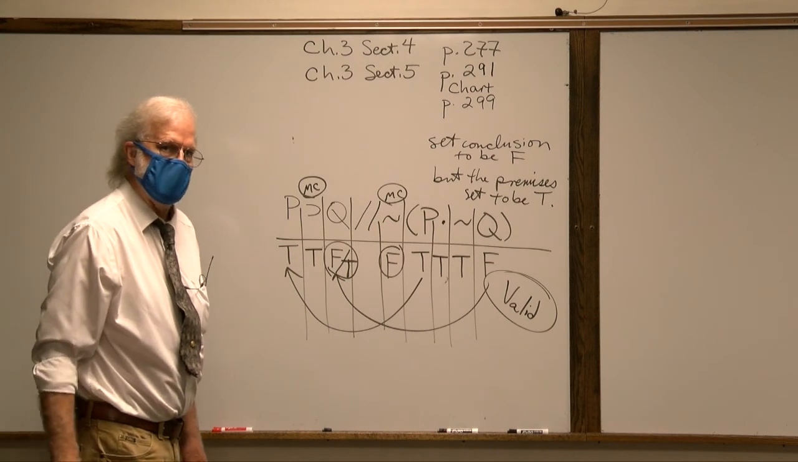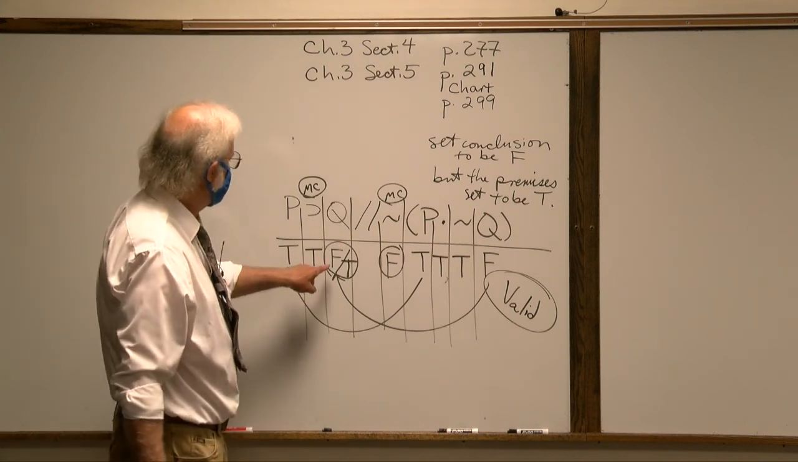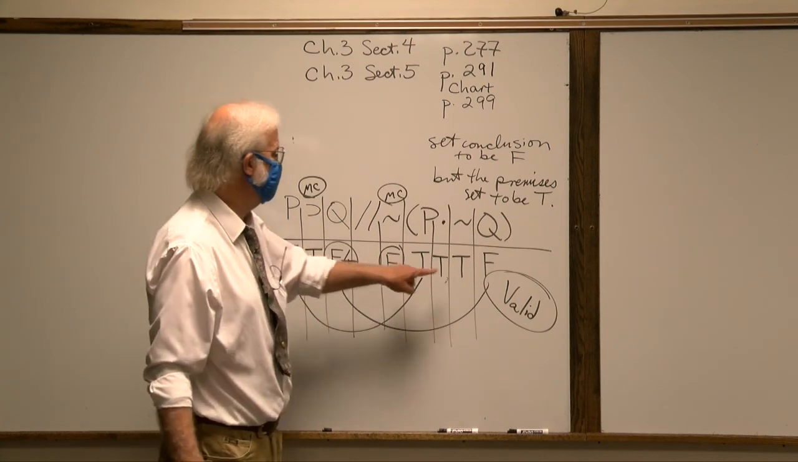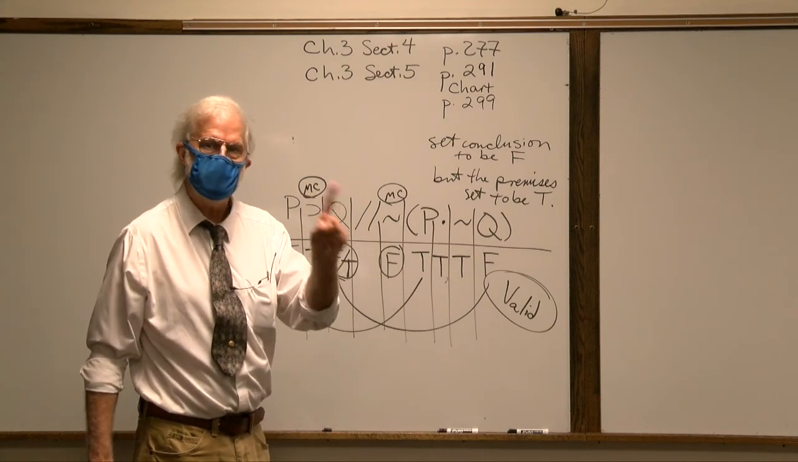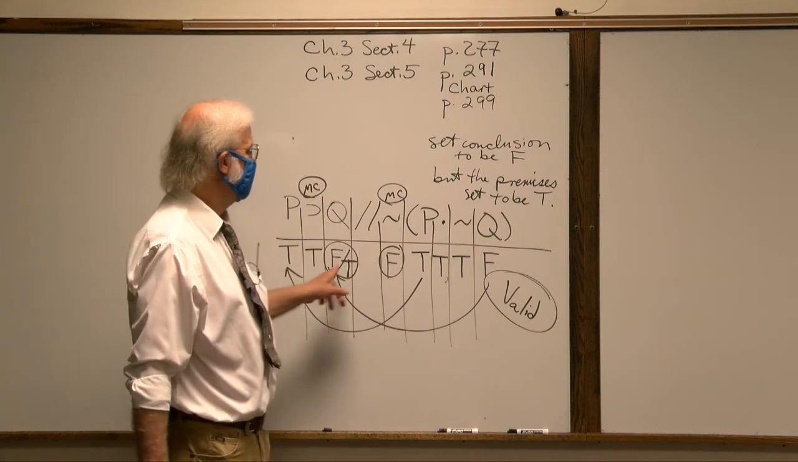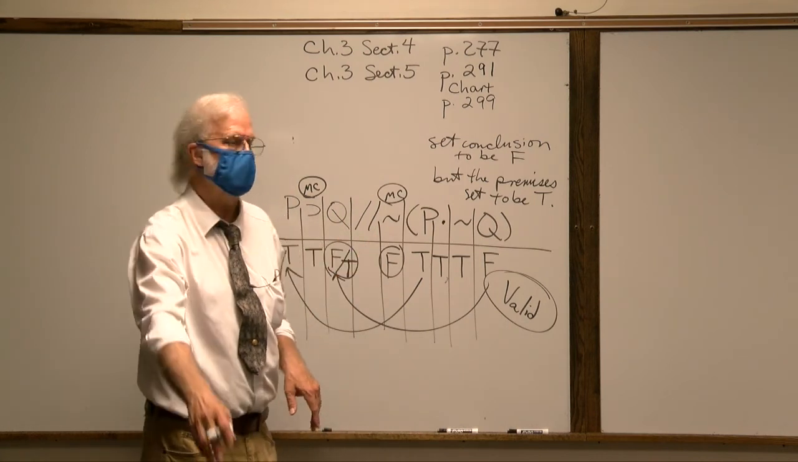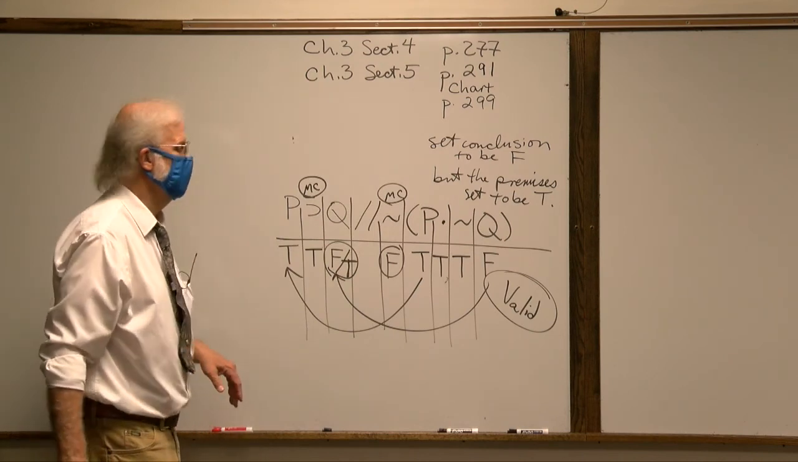Another way to put that, and maybe more simply, is that if you get a contradiction on every line in your truth table, the argument's valid. If you get even just one teeny tiny line where there's no contradiction, the argument's invalid. That's also expressed in the chart on page 291.